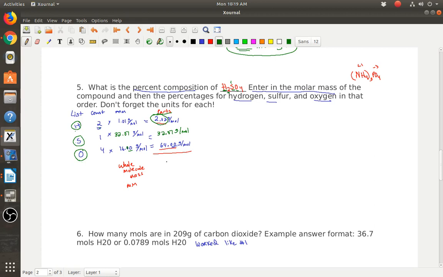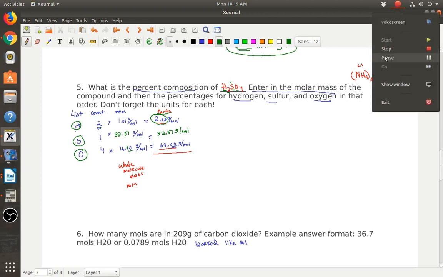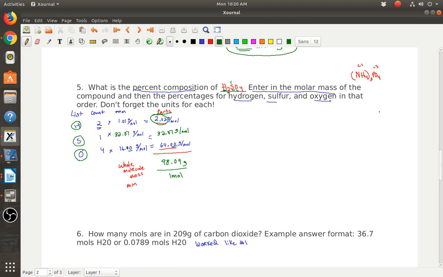Now I add it all together to figure out the total mass of the molecule itself. So I'm going to have to add all those up, and I'll put them down. That will be the molar mass of sulfuric acid. When I add it together, I get 98.09 grams per mole. This is the whole mass, the molecule mass, or the molar mass is what we call it. This is the whole amount. These are the parts. Now, notice the unit is grams per mole. Notice there are 2 decimal places. Do not round to 1 decimal place.